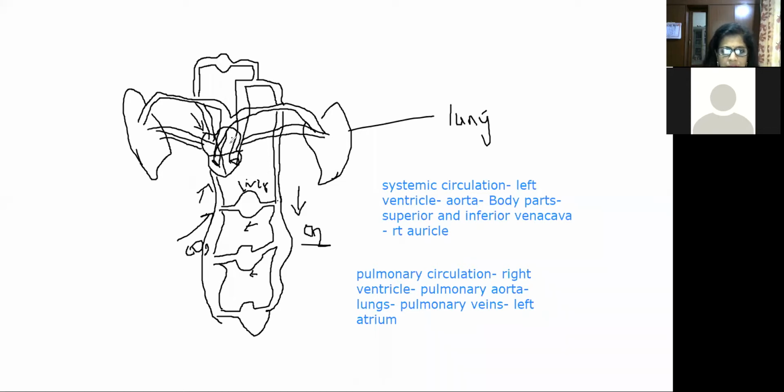That is, the four of them are opening in the left auricle, right? So these are the pulmonary veins. These are pulmonary veins. They are carrying the oxygenated blood, but still we call them pulmonary veins. Why?